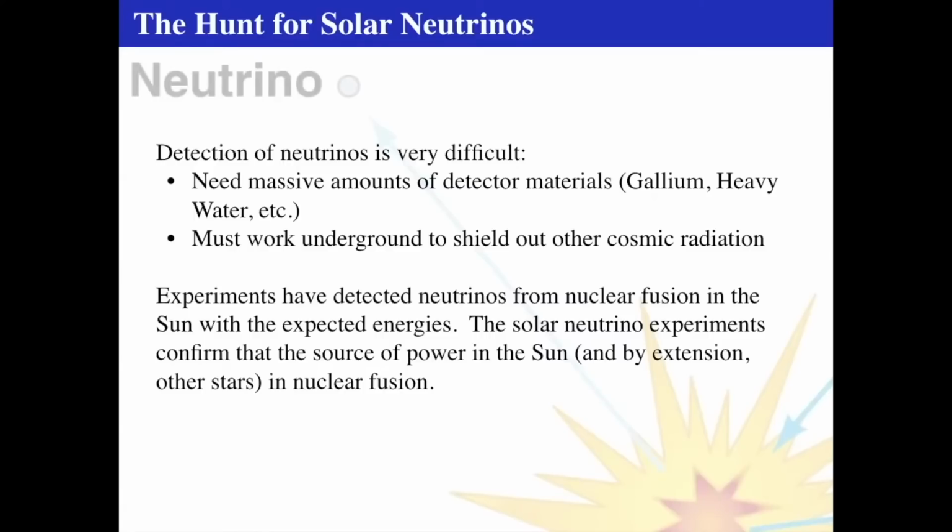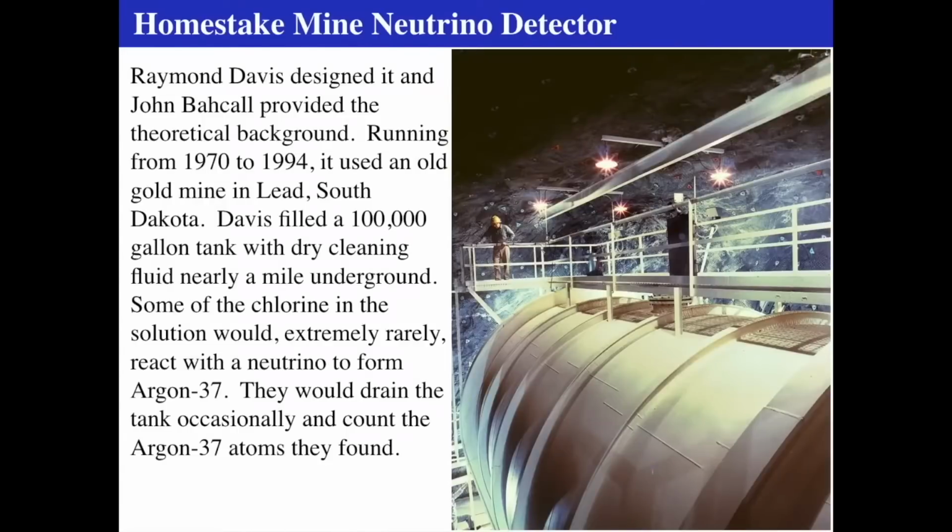So let's see what we see. Okay, so that's kind of giving away the store at the beginning. How did they do this? The first one, well, there were others before this, but the first serious one was the Homestake Mine neutrino detector. So Raymond Davis, Dr. Davis, designed this, and John Bahcall created the theoretical background for it. And so the two of them worked together in order to see what happens.